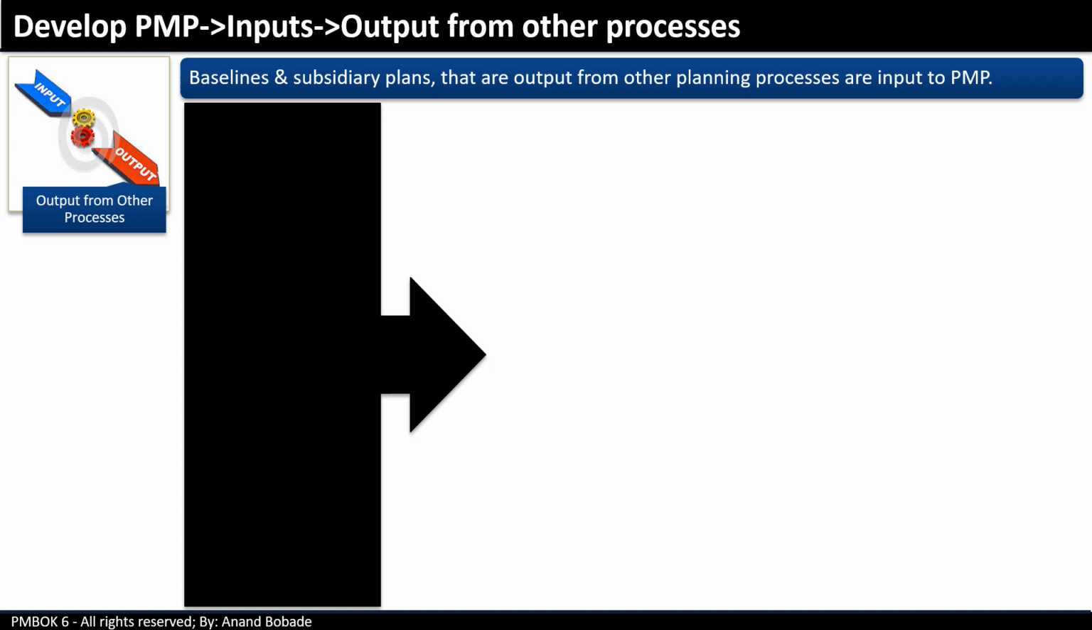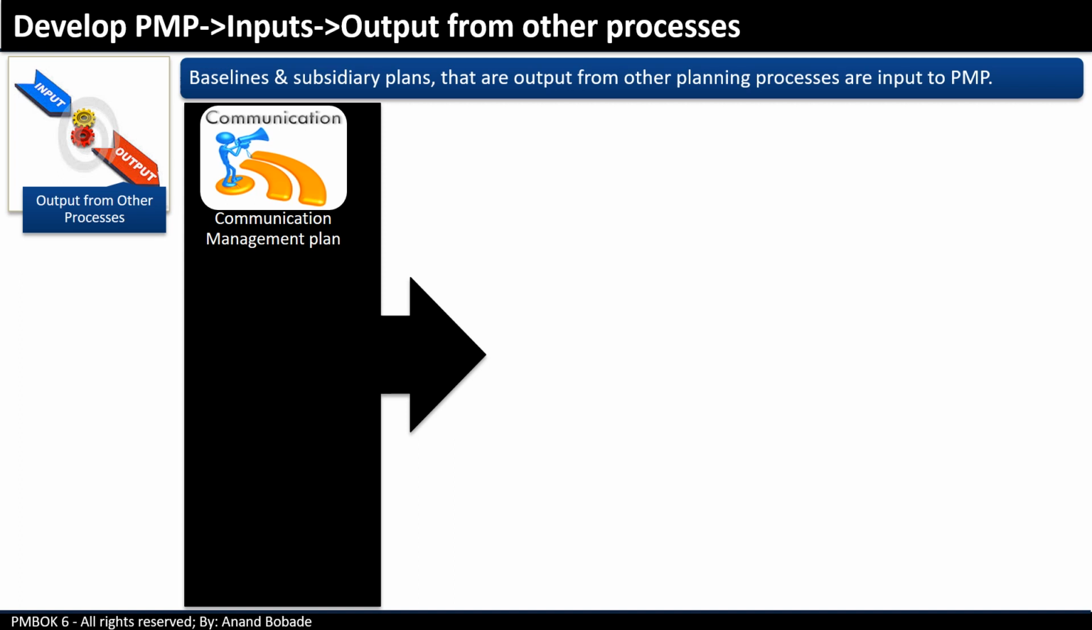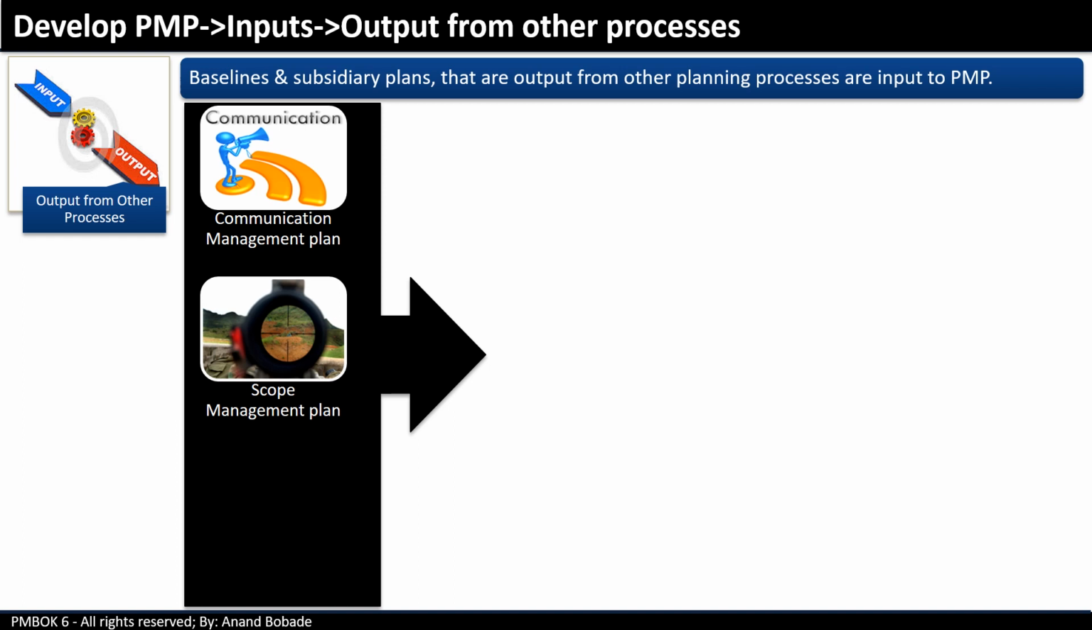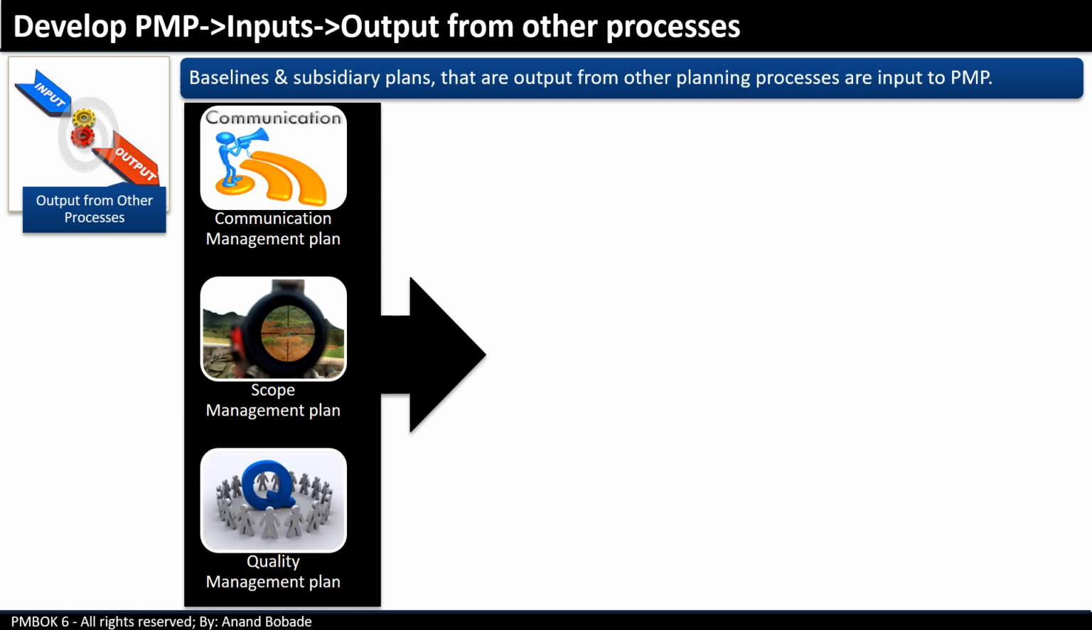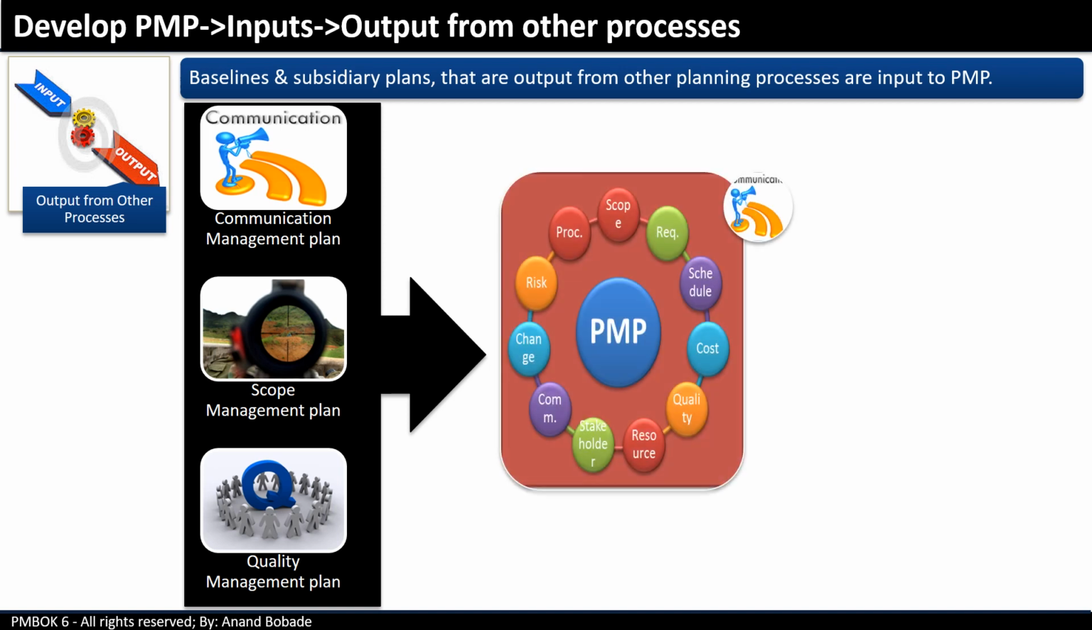For example, communication management plan is output of the plan communication management process. Scope management plan is output of the scope management process. Quality management plan is output of the plan quality management process. All these subsidiary plans get integrated into the project management plan. Remember, any update to a subsidiary plan or baseline will result in updating the project management plan.